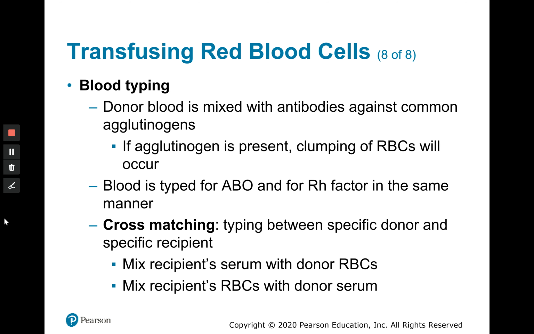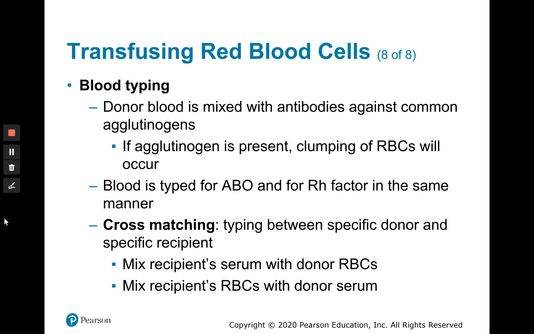All right, let's talk a little bit more about blood typing. So donor blood is mixed with antibodies against common agglutinogens during blood typing tests. And if the agglutinogen is present, we'll see clumping. We'll see agglutination. So clumping of red blood cells will occur if there is the presence of that agglutinogen, or that antigen, on the surface of the red blood cell. And blood is generally typed for ABO and Rh factor in the same manner.